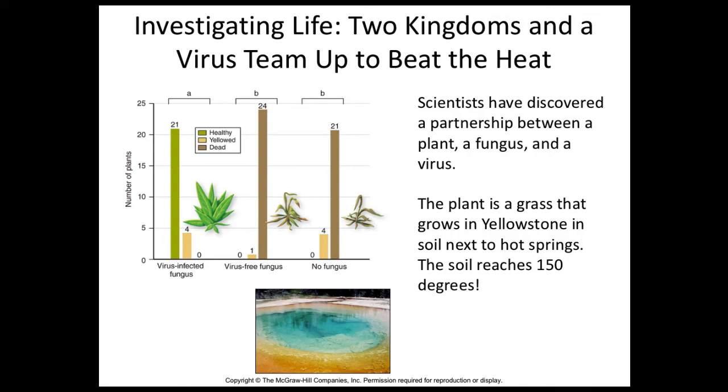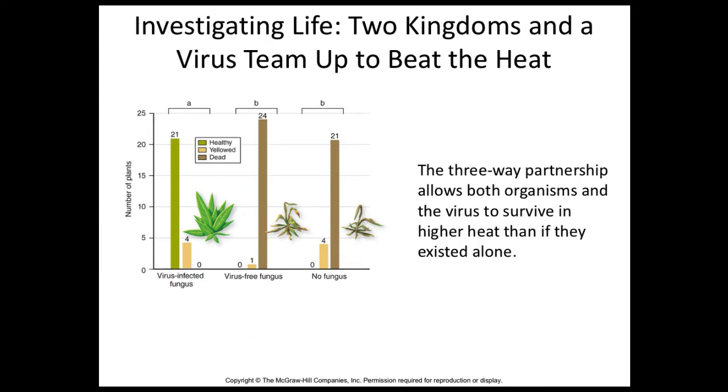The last part of this lecture is all about two kingdoms and a virus teaming up to beat the heat. Scientists have discovered a partnership between a plant, a fungus, and a virus. The plant is a grass that grows in Yellowstone National Park in the soil next to hot springs. The soil gets extremely hot, over 150 degrees, which would kill most living things. However, the three-way partnership between these three organisms allows them to survive even though the heat is so high. Without the virus, both the fungus and the plant cannot survive.